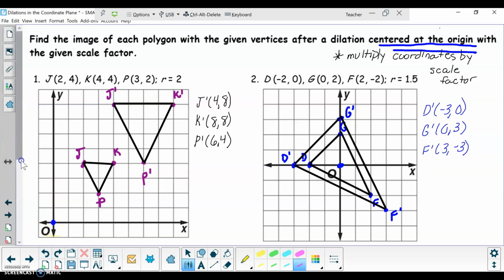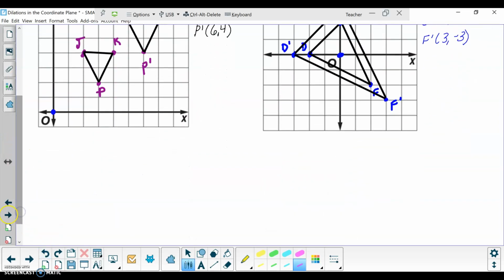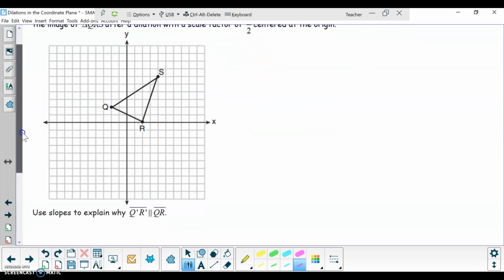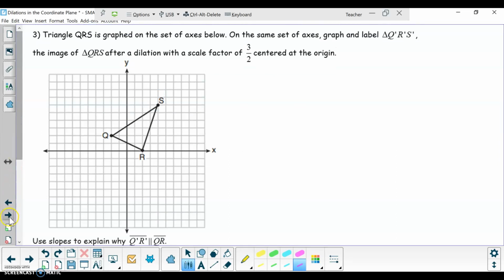All right. Question number 3 is a little bit more practice with this. In this one, they asked you to graph the image after a dilation with a scale factor of 3/2 centered at the origin. I think this is an example that you guys can probably try on your own. So I'm going to leave number 3 for you guys to take a look at on your own.